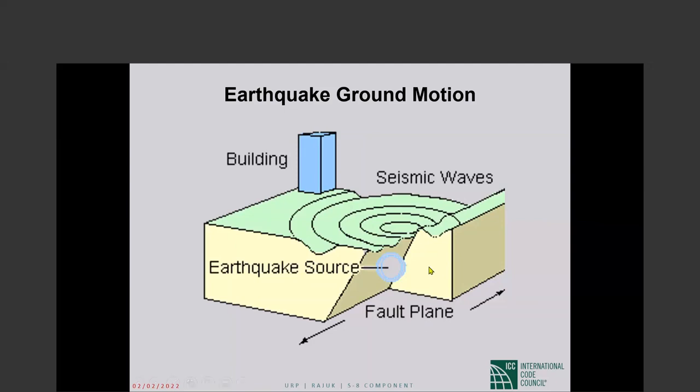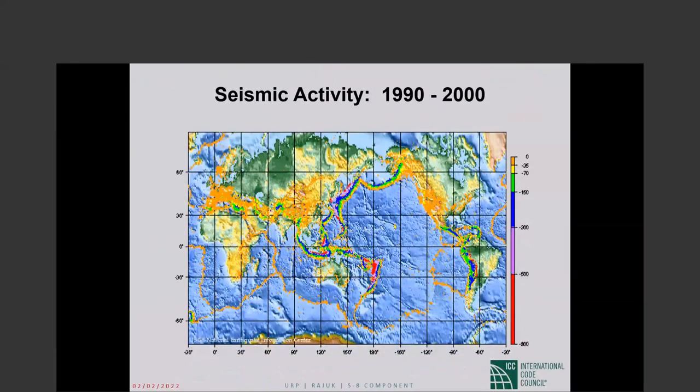The fault is here. This is the fault plane, and there has been a rupture along the fault, and movement along the fault as indicated by those arrows. The fault rupture has caused seismic waves that are depicted in the picture, and at one point the seismic waves will get to your building, and we have to consider the effects of those on the building when we design the building.